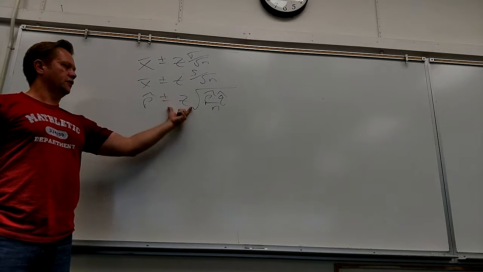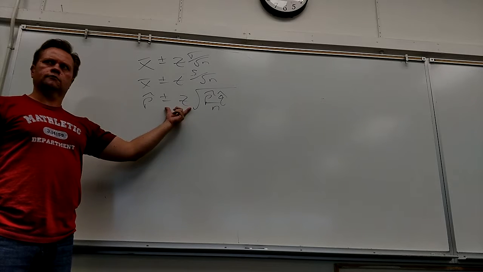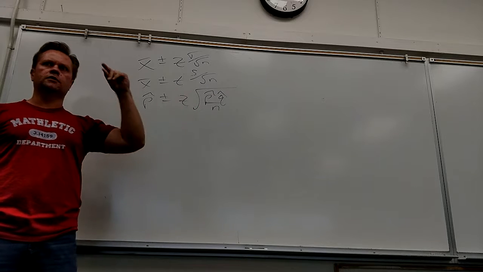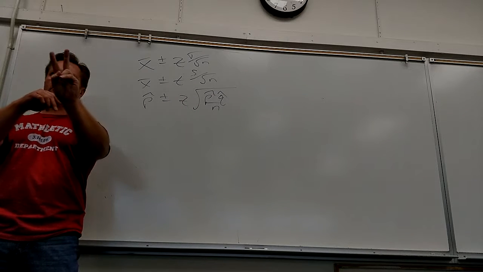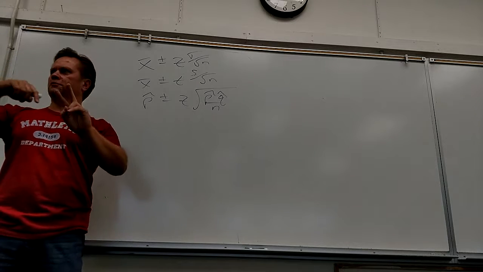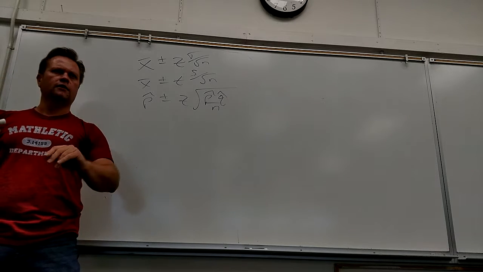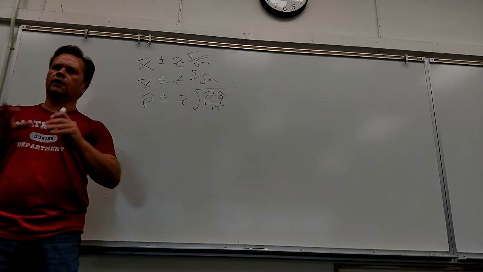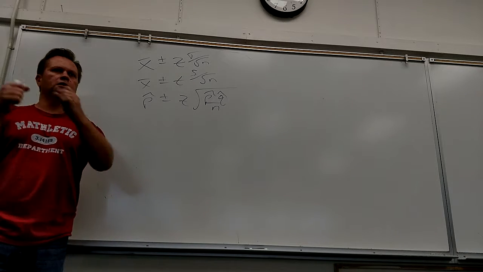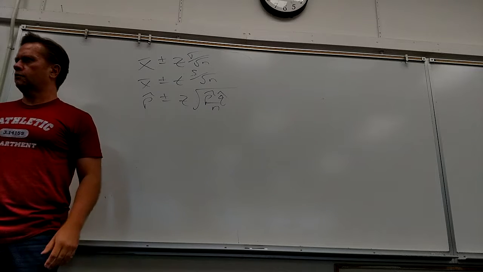Now, what do you have to check for this one to make sure that it's normal? What do you check for NPQ problems? What's greater than 5? NP and NQ. They both have to be bigger than 5. So in the homework, a lot of people are telling me in the 8.2 that n is greater than 30. I don't care. NP and NQ have to be greater than 5 each.